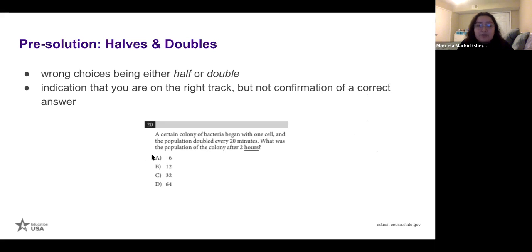As you can see, all of the answer choices are multiples of 6, and you have 6 and 12, which are halves of each other. 32 and 64 are halves of each other. So you have essentially 2 answer choices, either 6 and 12 or 32 and 64. Those are the 2 that are kind of together. And you can notice these patterns to make it easier for yourself to solve these in the long term.